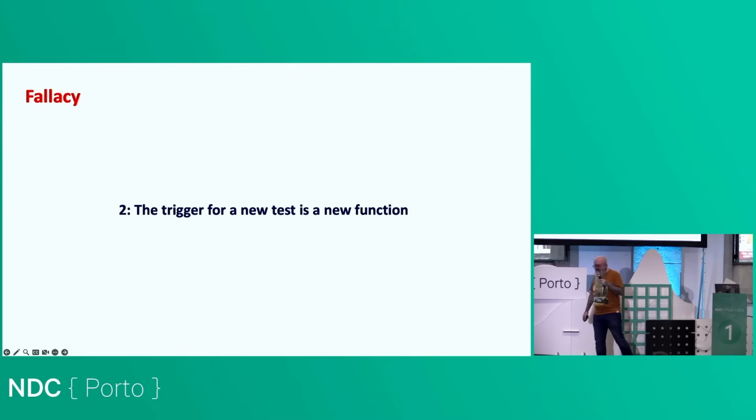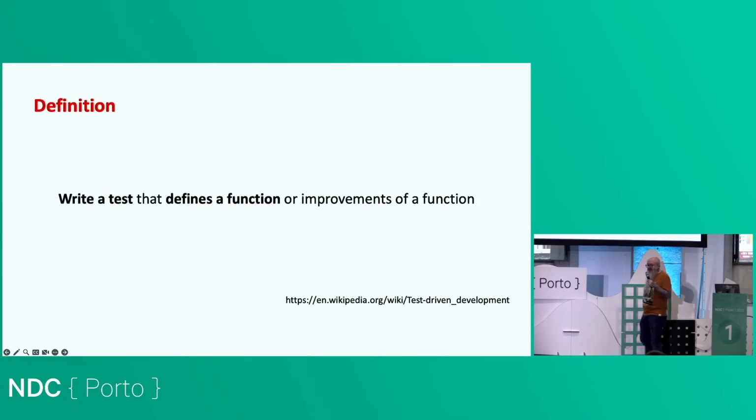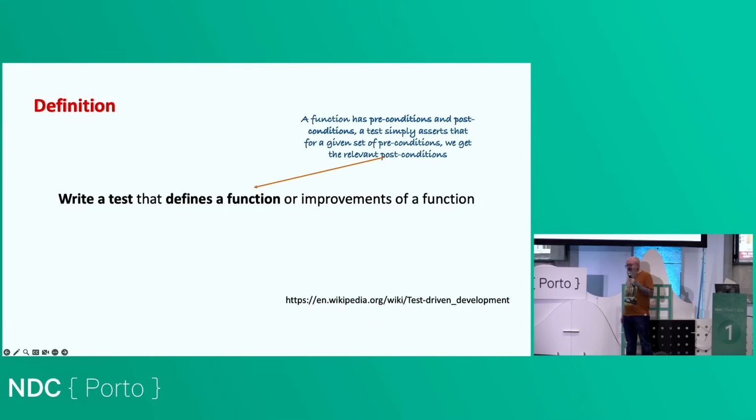Okay. So let's dig a bit deeper. The next thing I tend to see is that people get taught, before you write any method, write a test for that method. So typically the rule people have is the trigger for a new test is writing a new function. Even Wikipedia, bless its heart, says, write a test that defines a function or improvements of a function. Okay, Wikipedia is very wrong.